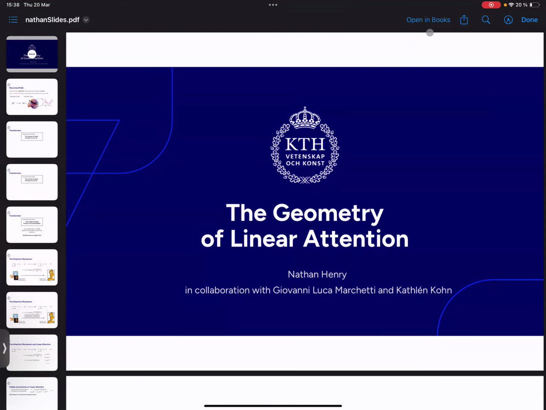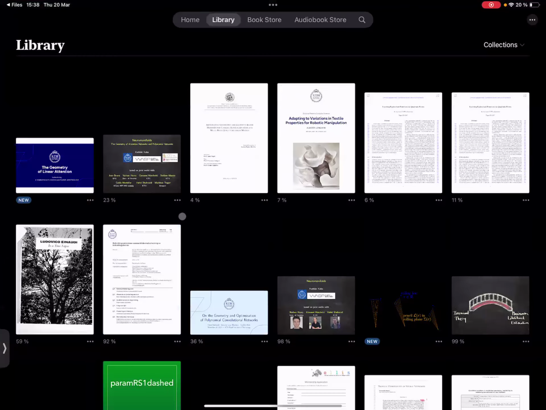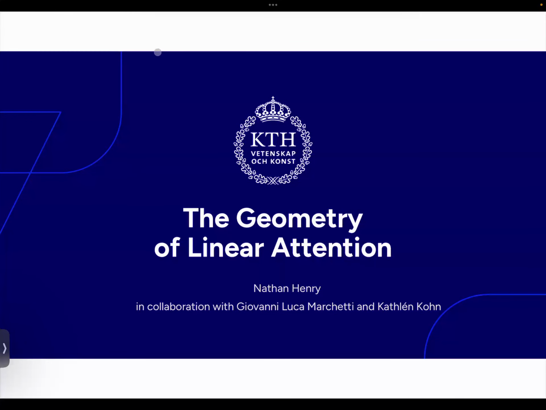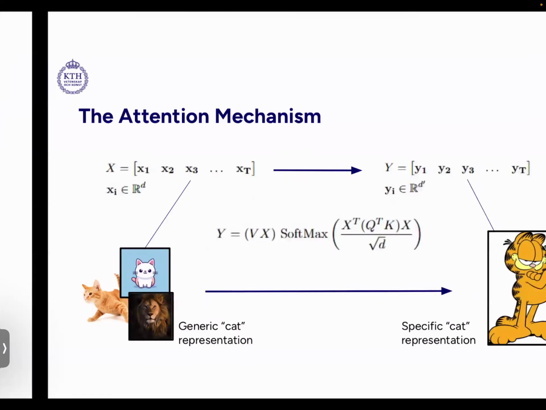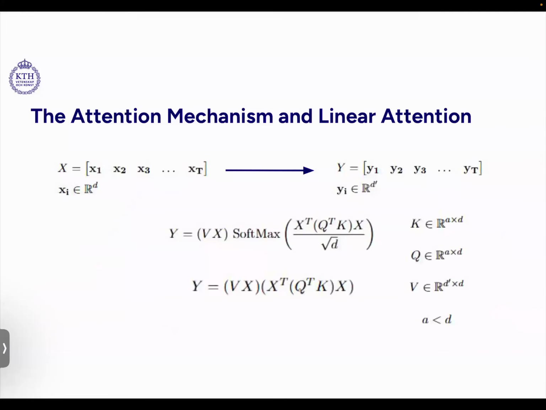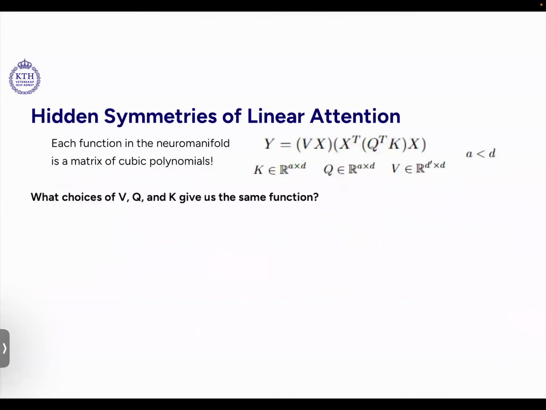I didn't make them. They were made by Nathan Henry, who was a student who did an internship here with me last summer. He gave a slightly less technical introduction into these attention networks. But here's this question: which choices of V, Q, and K result in the same function, even for a single layer?